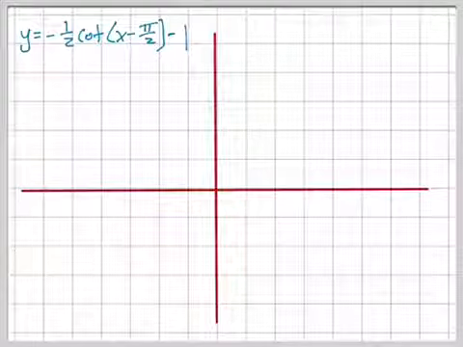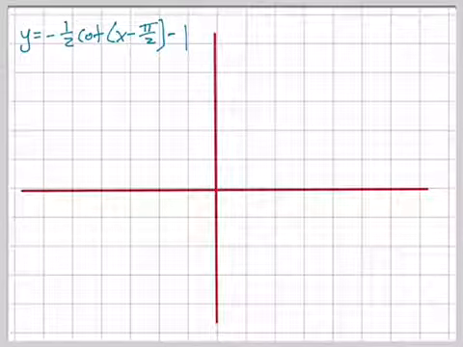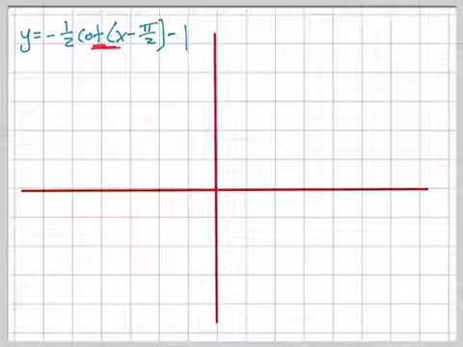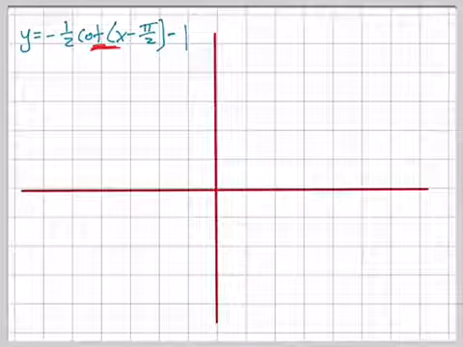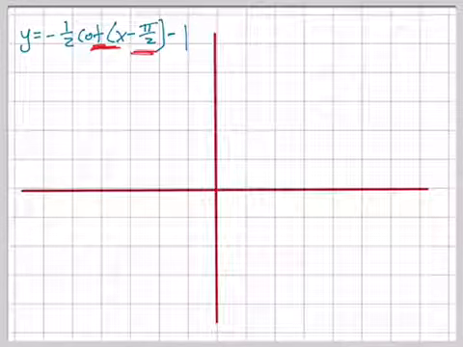Okay, so that's your basic cotangent graph centered at pi over 2 and from 0 to pi. When you have something like this, you want to first find out, did I change anything? Did I change my period? No, I didn't change my period. So my period is still the same. It's still pi, but I did shift it.